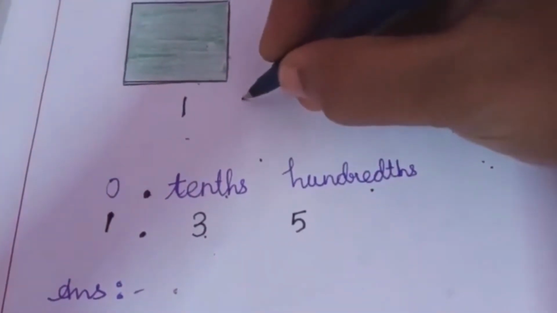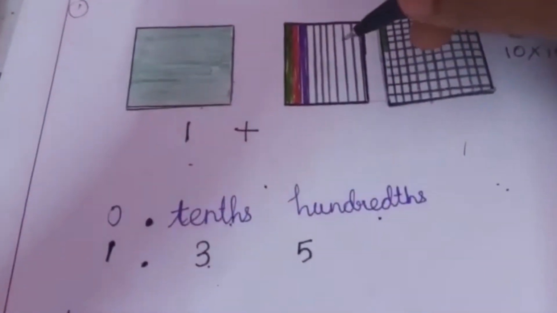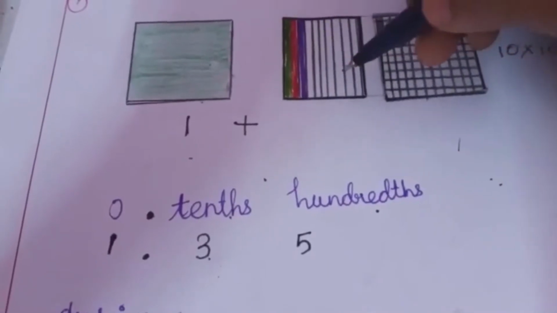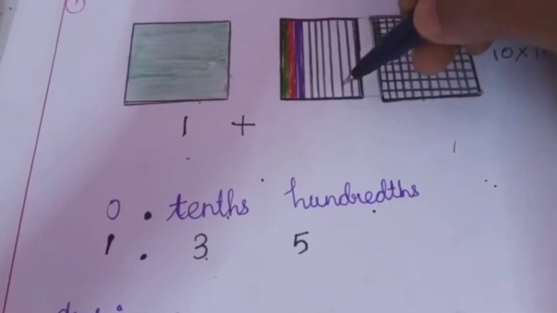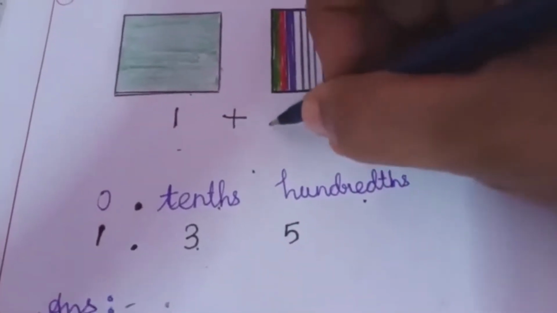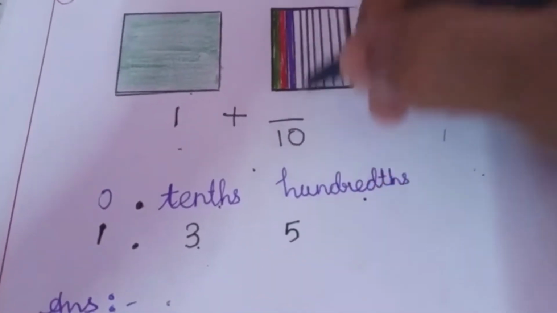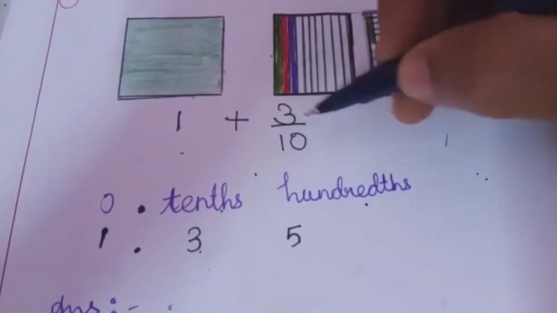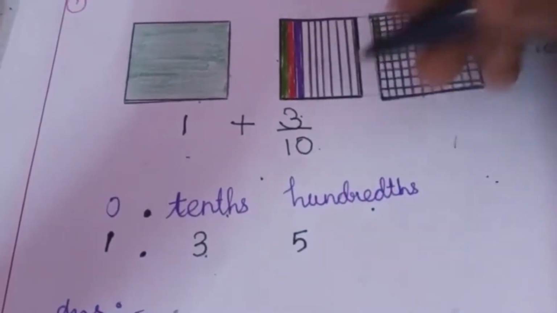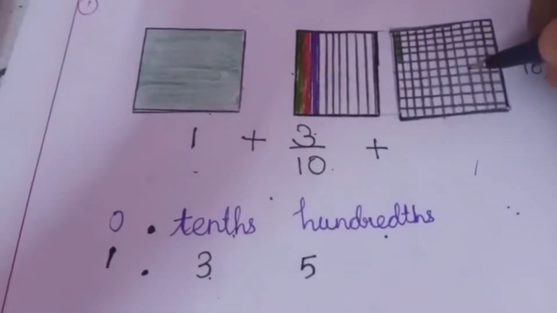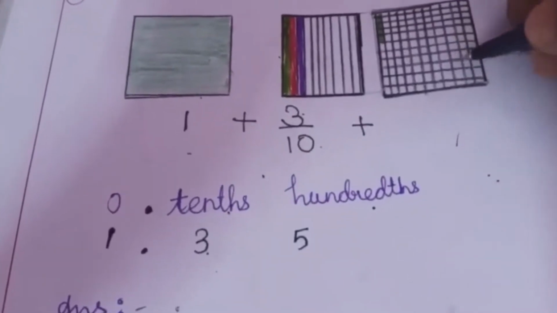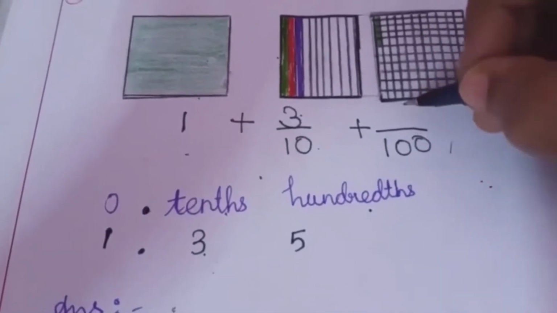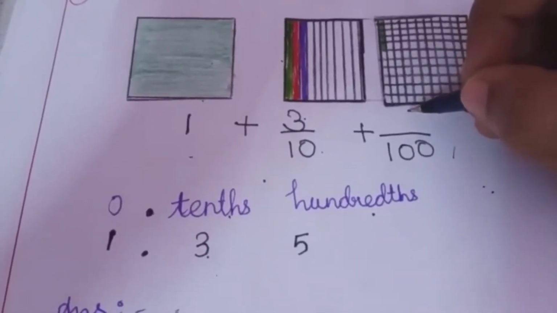Now we are going to add it, plus the next one. In tens place, how many are colored? 1, 2, 3. Why do we write 10? Because it is divided into 10 columns. Write 10 below. And then how many are colored? 3 are colored. Write 3 above. So 3 by 10. Plus next. In this we have 100 columns. So write 100. How many are colored? 5 are colored.